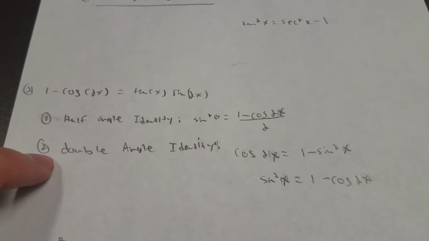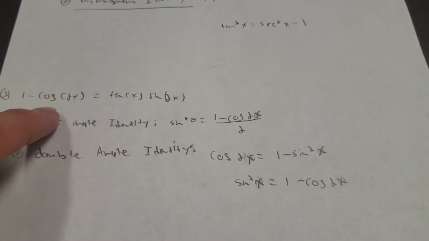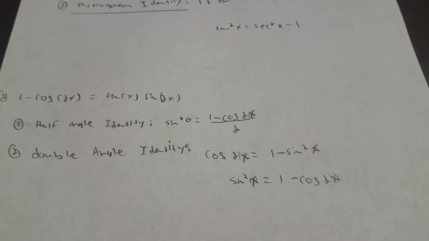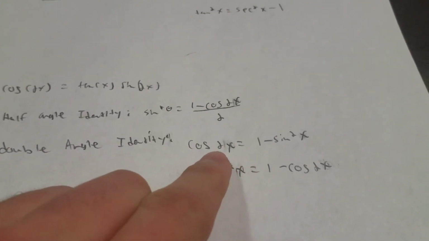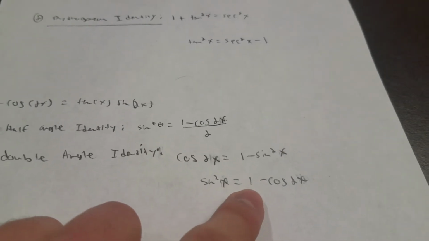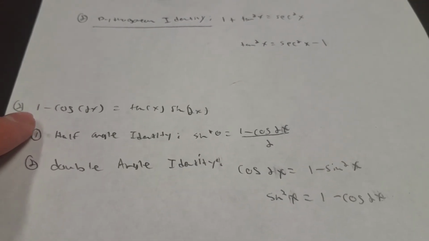We can also use a double angle identity for cosine 2x. So we can use this identity to manipulate it for sine squared x, and we see that 1 minus cosine 2x, which is also here, turns into sine squared x.